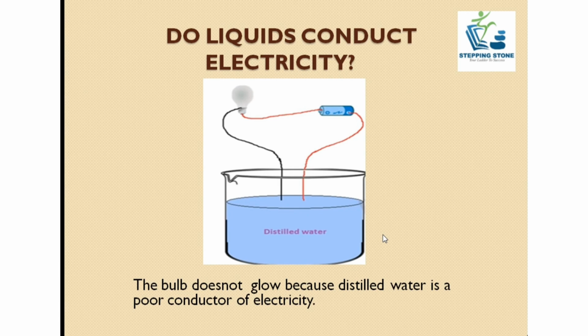We can also perform this experiment by taking glucose solution, alcohol solution, milk, vegetable oil, honey. In all these cases, we will see that the bulb does not glow at all. This means that glucose solution, distilled water, alcohol solution, milk, they are all poor conductors of electricity. But if we perform the experiment by taking sulfuric acid solution, sodium hydroxide solution, common salt solution, or vinegar or lemon juice, we will see that the bulb glows. This means that all these are good conductors of electricity.